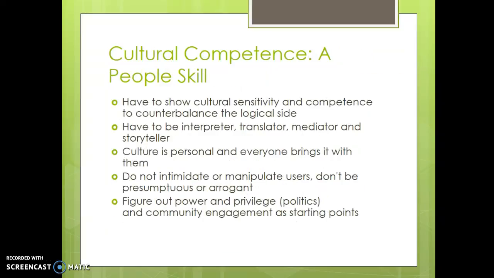So another people skill is cultural competence. It's a new, very important part of evaluation. You have to be an interpreter, translator, mediator, storyteller. Culture is personal, and everyone brings it with them. You have the culture of the organization as well as the culture of each individual person involved in the organization.